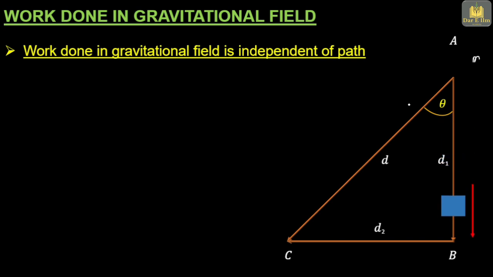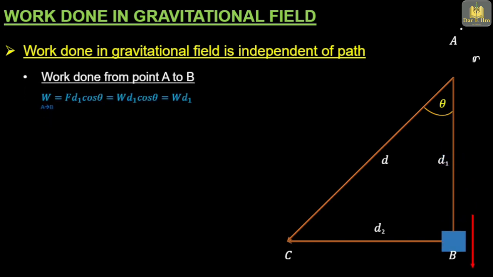It is clear from the animation that while moving from point A to point B, the direction of weight and displacement D1 is the same, which is toward the downward direction. So the angle made between the force, which is the weight, and the displacement D1 is 0 degree. So in this case theta is 0 degree.